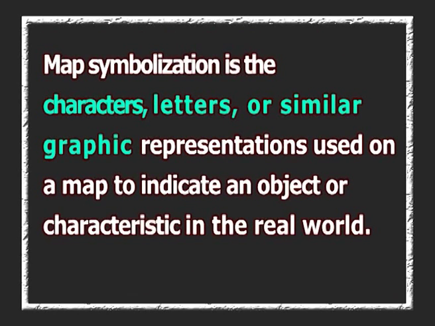Map symbolization is the characters, letters or similar graphic representations used on a map to indicate an object or characteristics in the real world. Some of the cognitive issues. There are many cognitive issues involved in the cartographic process and symbolization. Some people may perceive certain objects differently from others. So, cartographers try not to use symbols that could be easily confused. For example, red and blue are universally known to depict hot and cold.